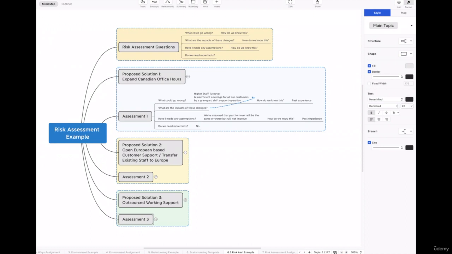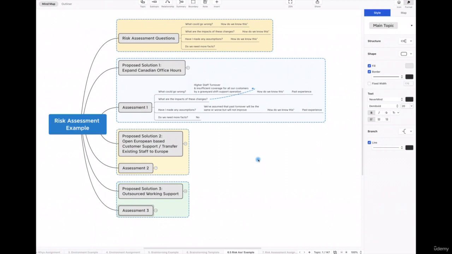Okay, risk assessment 1. Our proposed solution was to expand Canadian office hours. What could go wrong? Well, higher staff turnover and insufficient coverage for our customers by a graveyard shift operation. How do we know this? Well, that's our past experience. We've experienced the staff turnover. We exist in that market. We know how hard it is to hire and retain good quality people.